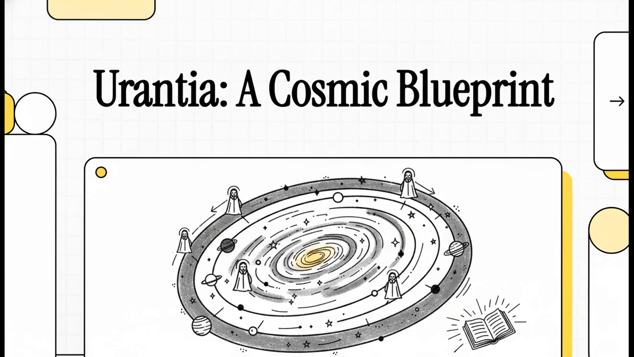So today we're going to be diving into a pretty incredible text called the Urantia Book. You might have heard of it. It's this huge, ambitious work from the 20th century that tries to lay out a complete blueprint for the entire cosmos. And that's exactly what we're going to do. We're going to break it down.